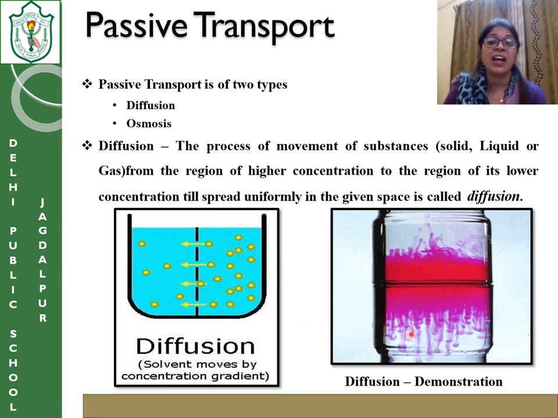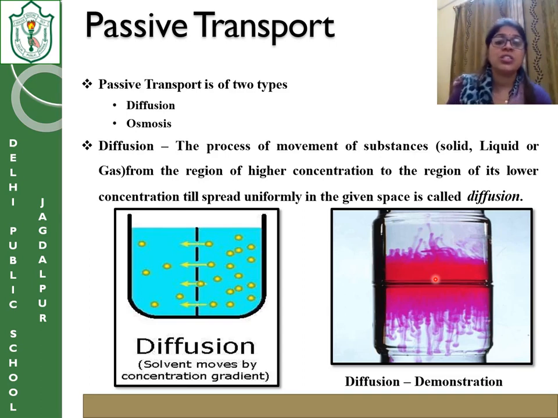Now you must have seen that if we put ink in one container, and the ink is at the bottom, what happens? The ink starts moving upward because the concentration of water is more on this side and the water is less on this side. Water is more concentrated in the bottom, water is less concentrated in the top. So the movement of water molecules goes like this, and gradually the color also gets uniformly spread.